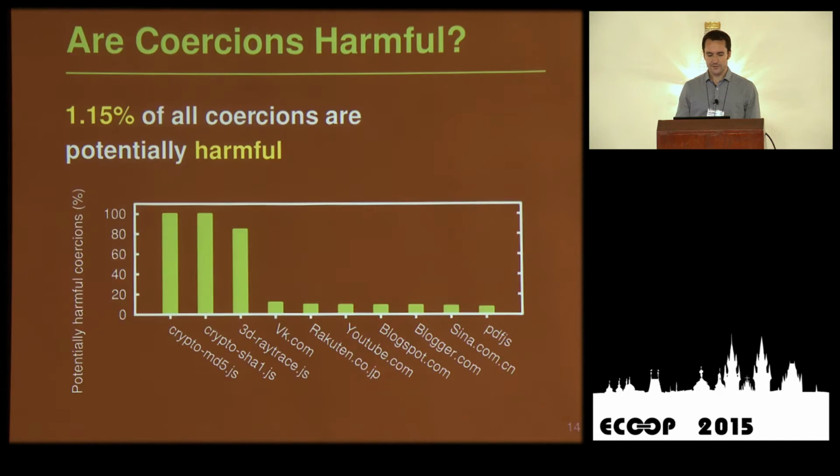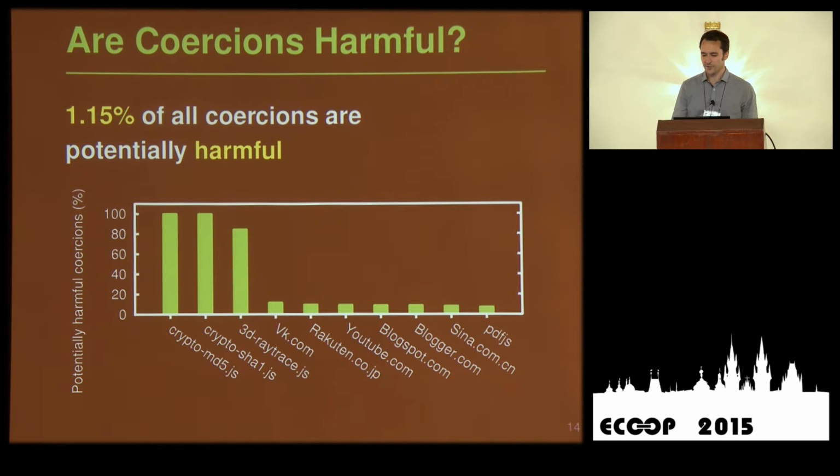Okay, so now, based on this classification, we can measure how many coercions are potentially harmful. And we did this for all the programs we looked at, and in total, or on average, we find that about 1%, so 1.15% of all coercions that happen are potentially harmful. That means most coercions are harmless, and for most coercions, developers seem to know what they are doing.